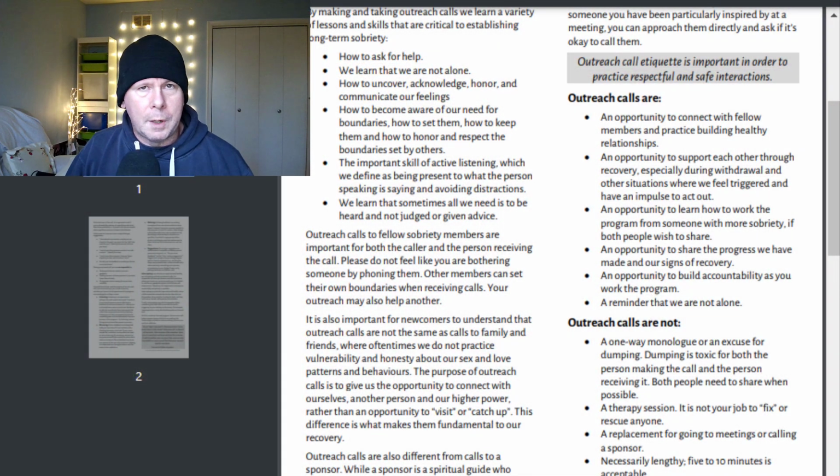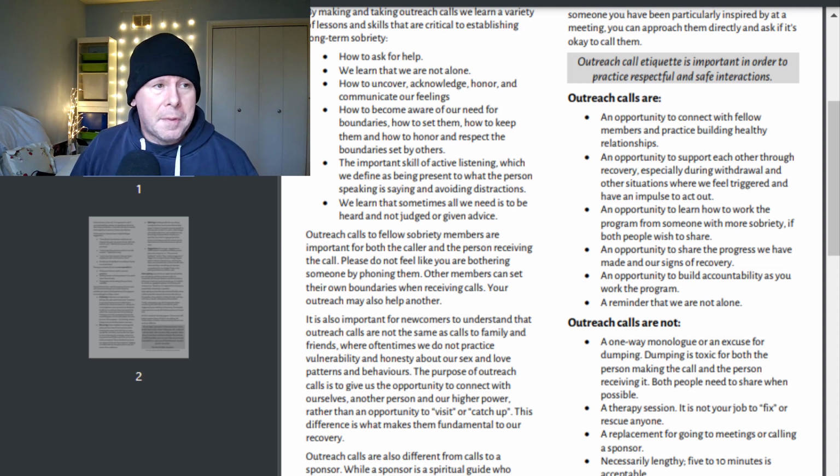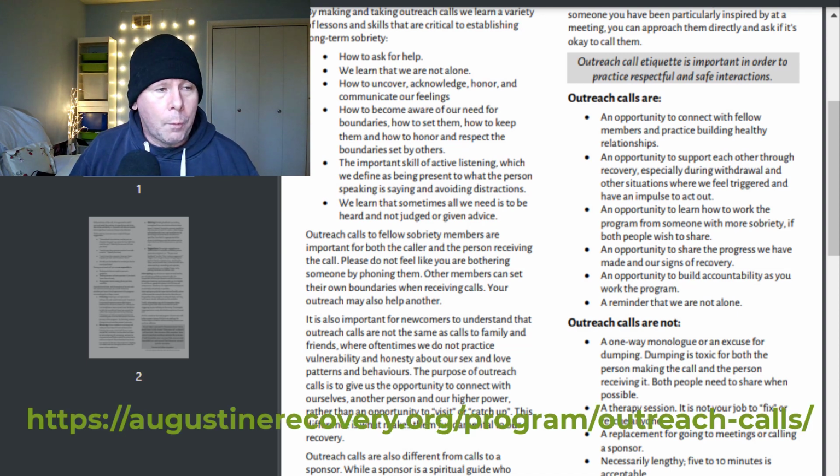To wrap things up, I'm going to go over some of the rules and etiquette for outreach calls. So when you use your Lifeline, there are some things to keep in mind. And I'm going to use the SLA outreach calls documentation to impart some information about what's the best practice.